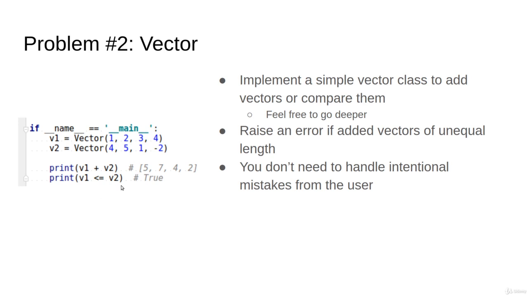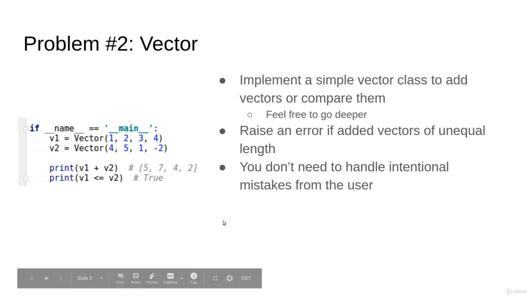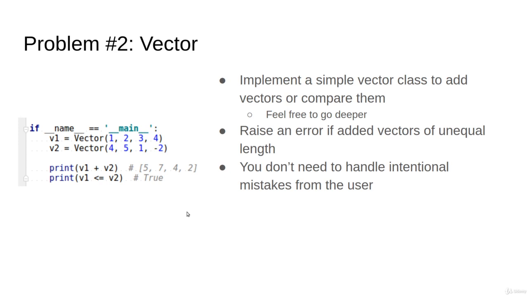Again, feel free to go deeper, but you only need to implement something that matches the following. If it happens that I'm asking you to add two vectors that are of different length, then you have to raise an error. You don't need to go more than that. You can assume that there are no intentional mistakes from the user. However, in practice, this happens. I'm just trying to keep things simple in these assignments.